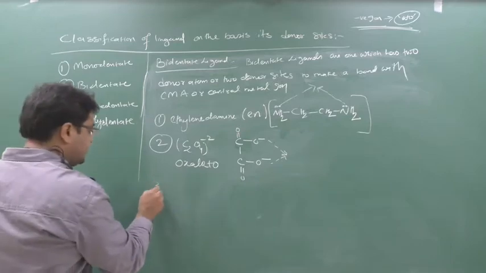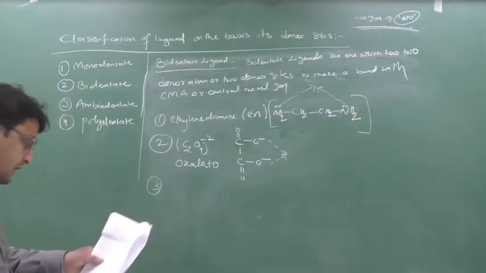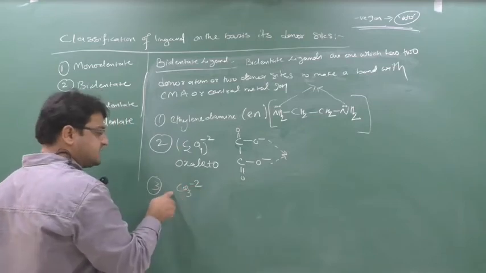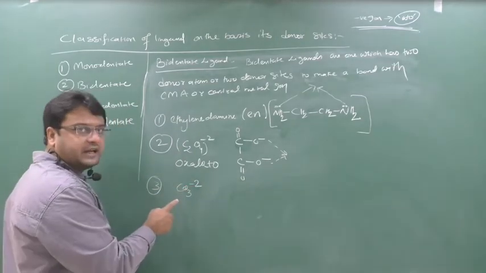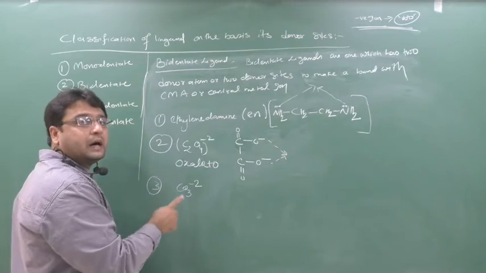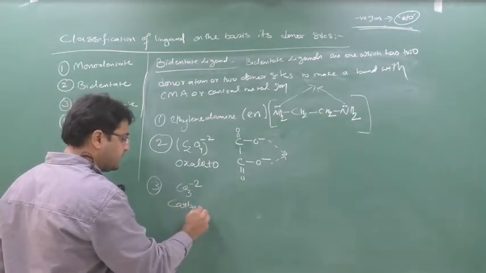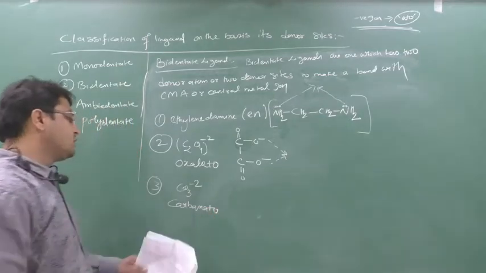Third example you can see carbonato. So CO3 2 minus. This is known as a carbonate. Now this is a negative ion. So what you have to speak, beta? Carbonato. Carbonato. Okay, so here also there are two donor sites.